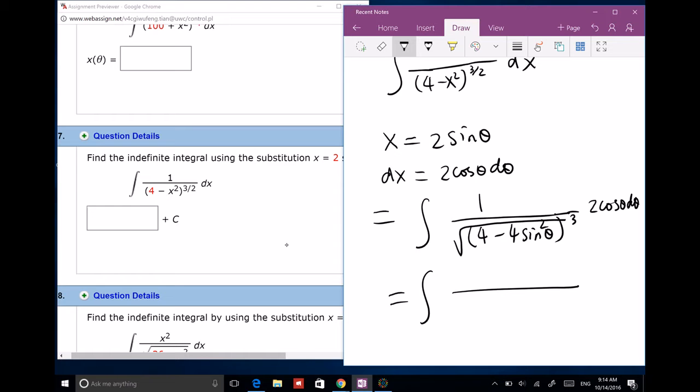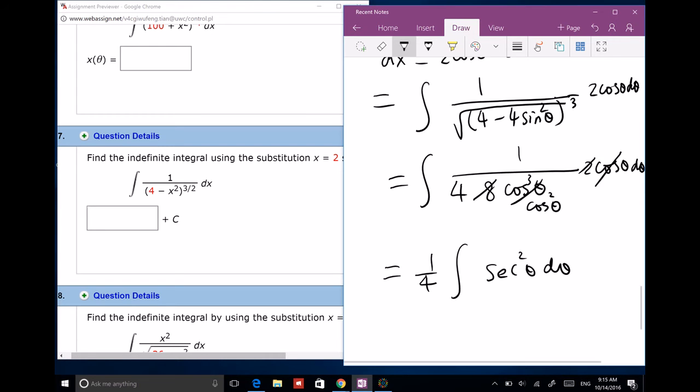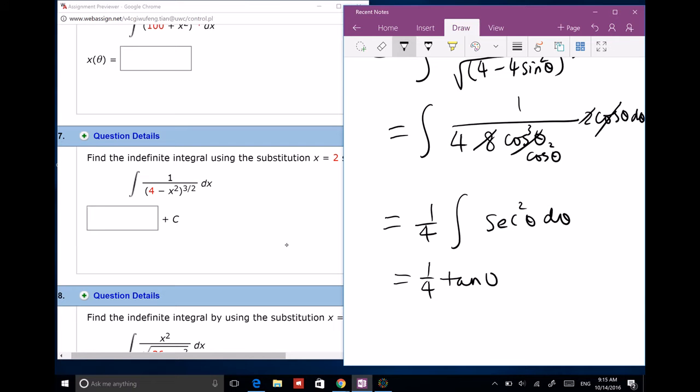4 minus 4 sine theta squared, take a square root. It's 2 cosine theta. So 2 cosine theta cubed is 8 cosine theta cubed, over 2 cosine theta d theta. So cosine theta cancels out, 8 over 2 is 4, and you have cosine theta squared. So basically I have 1 over 4 secant theta squared d theta. You know what I got? Make sense, everyone? Okay. So then I have 1 over 4. What's the integral of secant squared? Tangent, right?